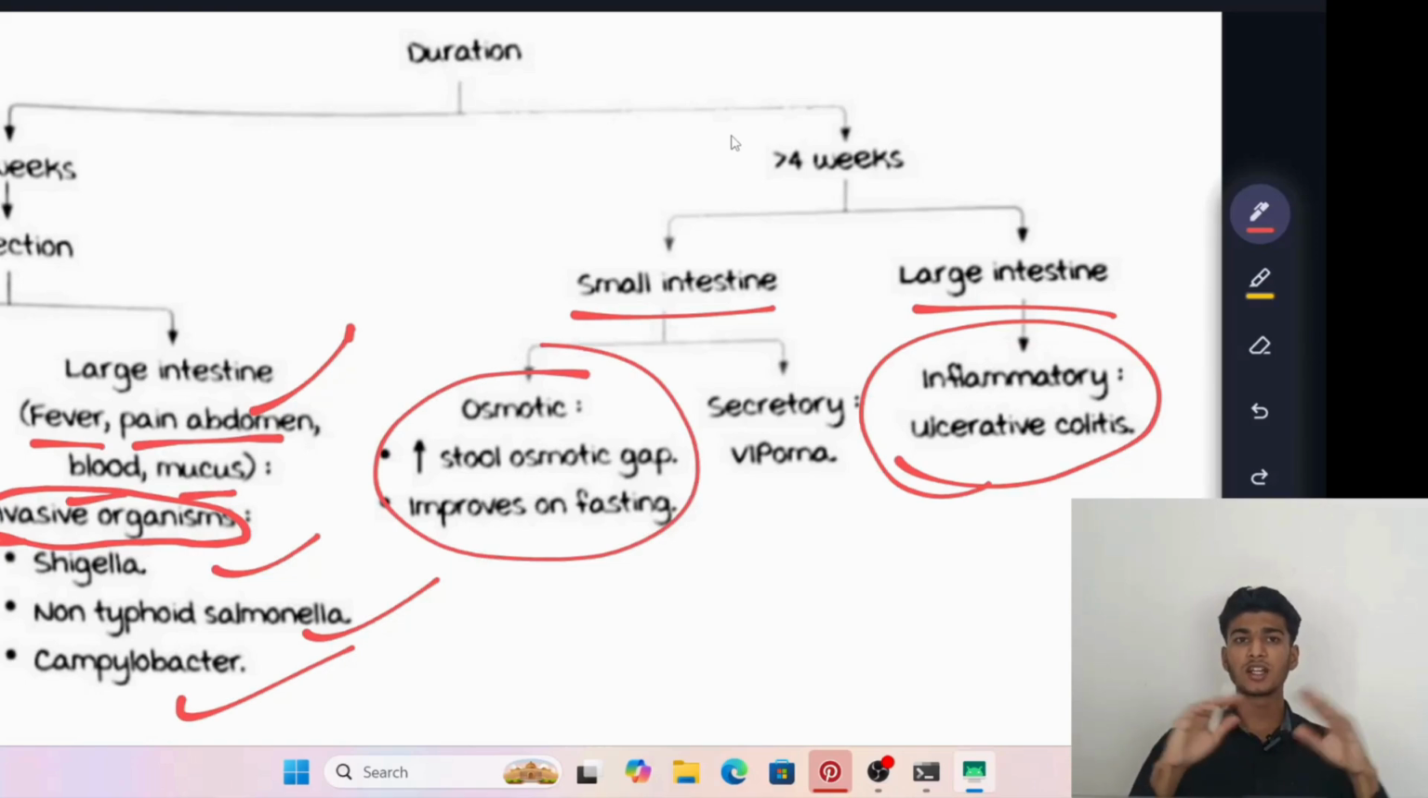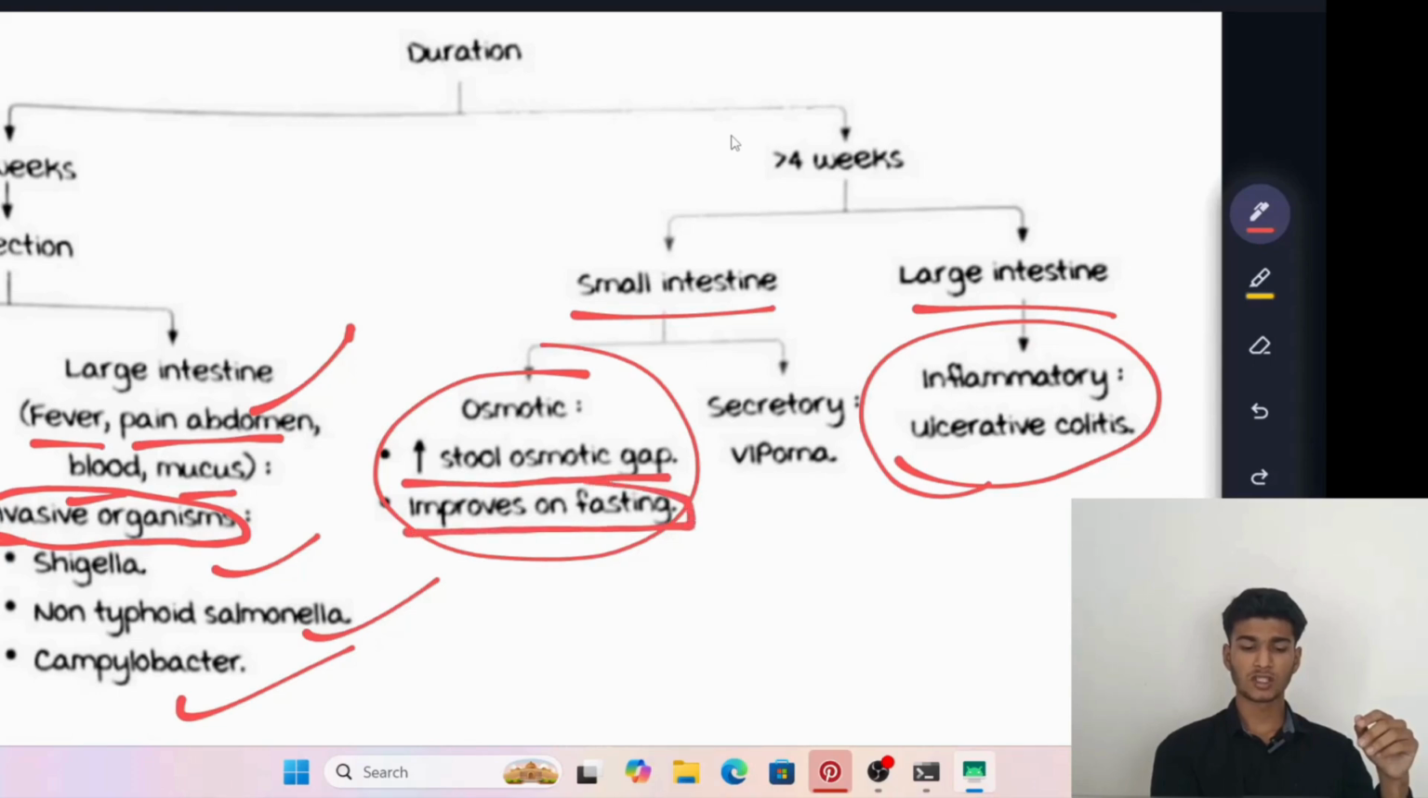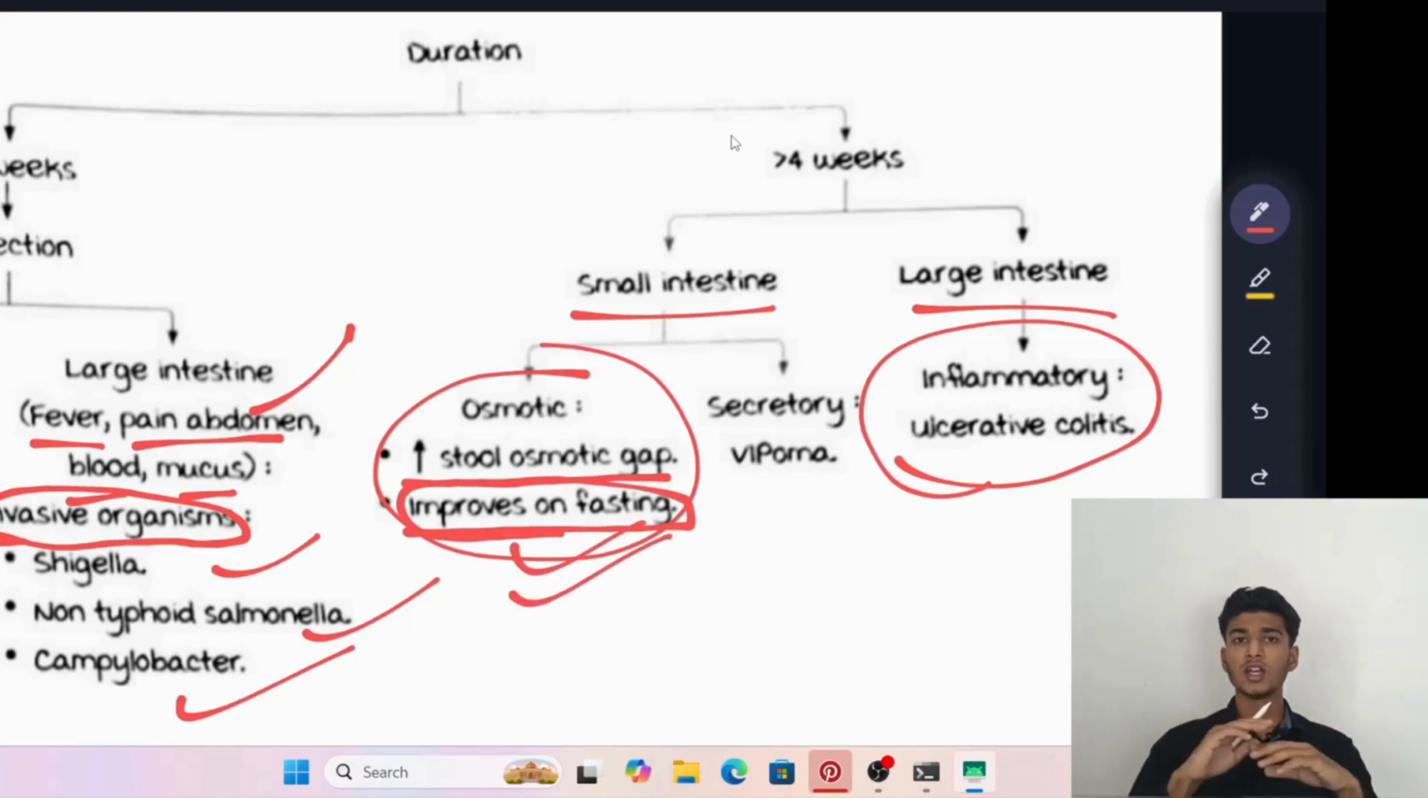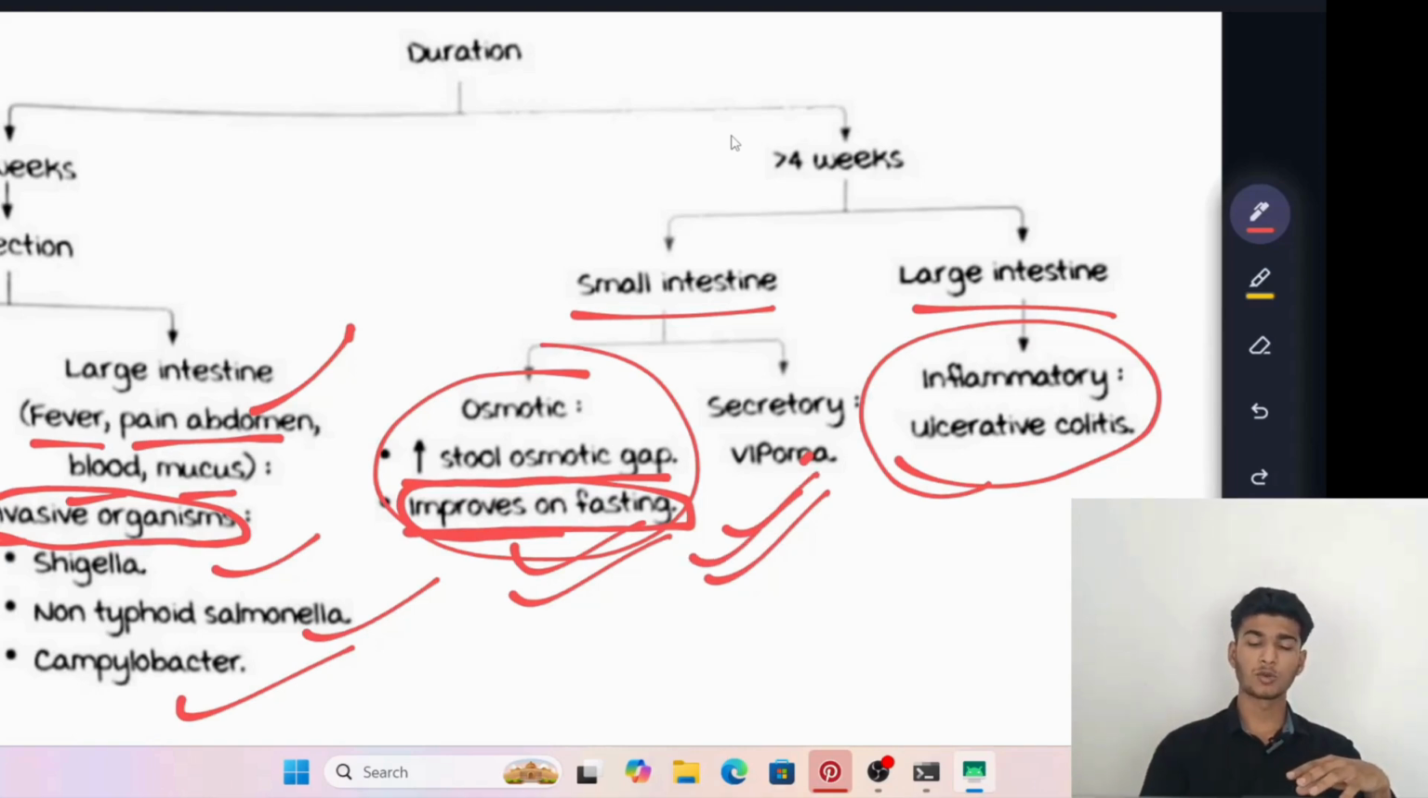Here it is written, if increased stool osmotic gap improves on fasting, then you can say it is osmotic diarrhea. If it doesn't improve on fasting, what will be your inference? Your inference will be secretory diarrhea. And secretory diarrhea is caused by VIPoma. If it is more than 4 weeks, obviously it is caused by VIPoma or gastrinoma.